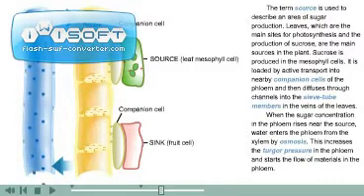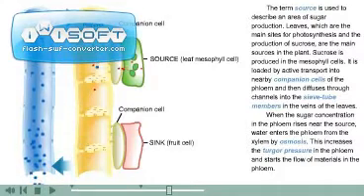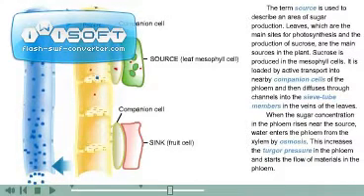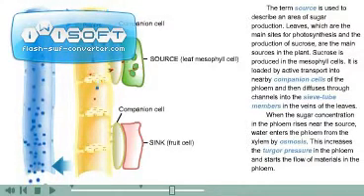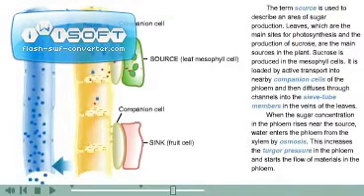It is loaded by active transport into nearby companion cells of the phloem and then diffuses through channels into the sieve tube members in the veins of the leaves. When the sugar concentration in the phloem rises near the source, water enters the phloem from the xylem by osmosis. This increases the turgor pressure in the phloem and starts the flow of materials in the phloem.